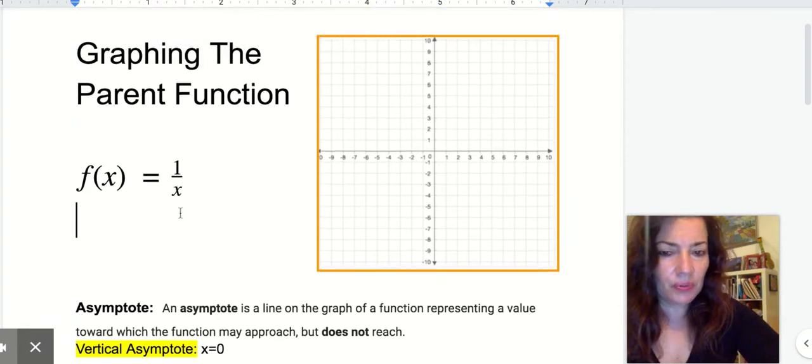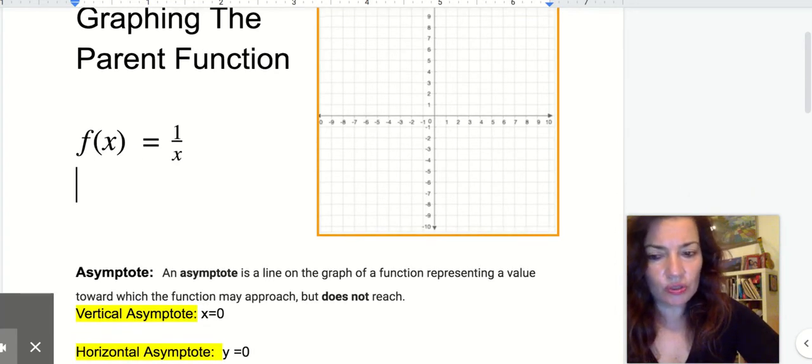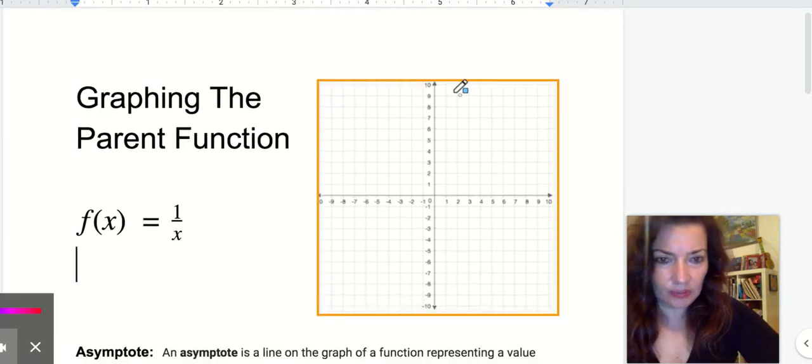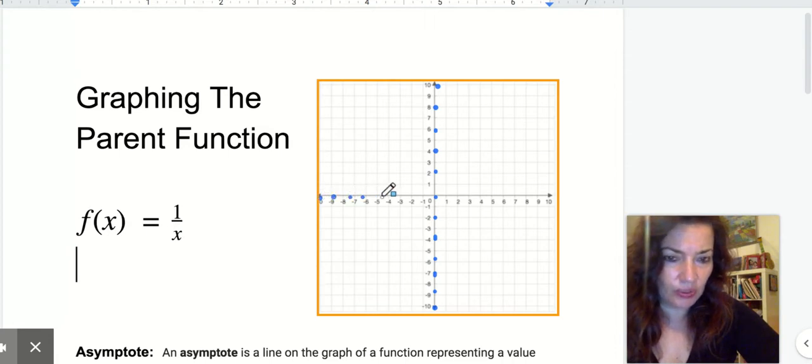So if you remember, looking at our denominator, x cannot equal 0. So we do have a vertical asymptote at the line x equals 0. I'm going to draw that right now. So x equals 0, I have a vertical asymptote at the line x equals 0. And since x can never be 0 here, then y will never be 0. So I have a horizontal asymptote at the line y equals 0. So I'm drawing in my asymptotes.